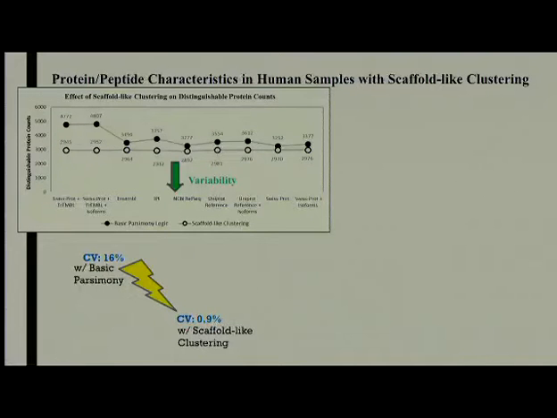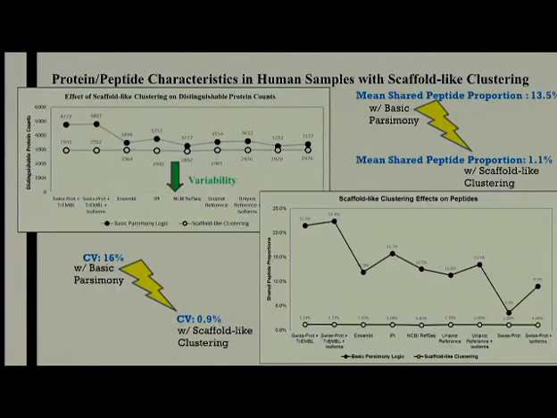Again, this is another strong evidence that the extended parsimony clustering has negated the effects of the protein sequence databases on protein counts. And now when we look at the shared peptide proportions after implementing the Scaffold-like clustering, what we found was that the mean shared peptide proportion has dropped from 13.5% with the basic parsimony logic to only 1.1% with the Scaffold-like clustering. Again, there's very good consistency across databases with the Scaffold-like clustering.